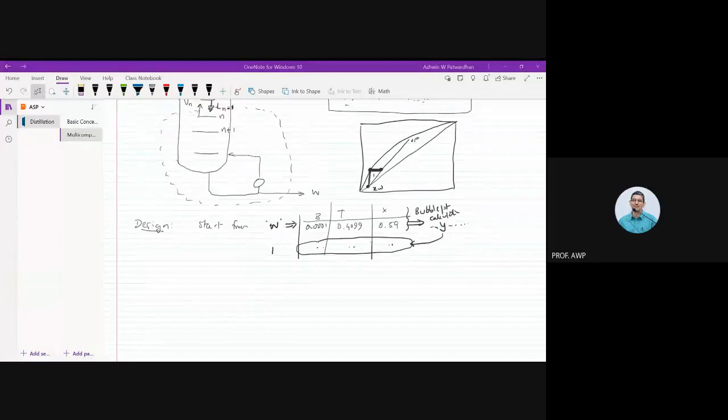Now that everybody has agreed, why can't you do the calculation? You have Excel with you. Do the calculation and get to the first theoretical plate. Get to the point here.